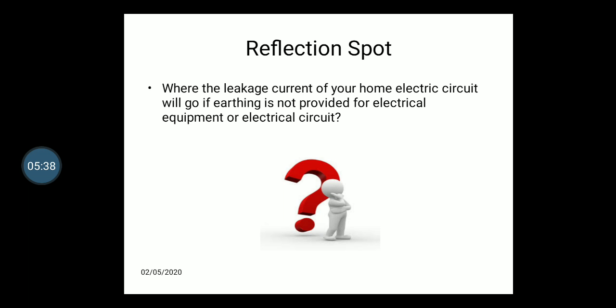If there is no earthing, it will not go anywhere, it will itself be present on the metal housing of your equipment. And if anybody in your house touches this equipment body, then he or she will get shocked and may get injured because of this leakage current. If the leakage current or leakage voltage level is so high, then it is dangerously injurious to the human beings in your house. That means earthing is very important in any electrical circuit to give a proper path to this leakage current.